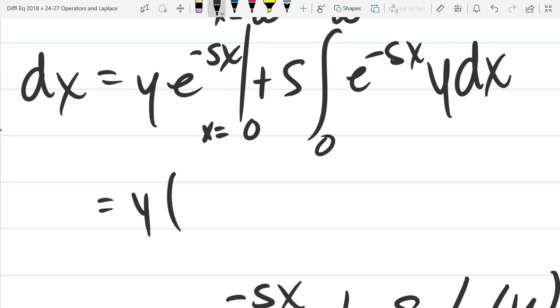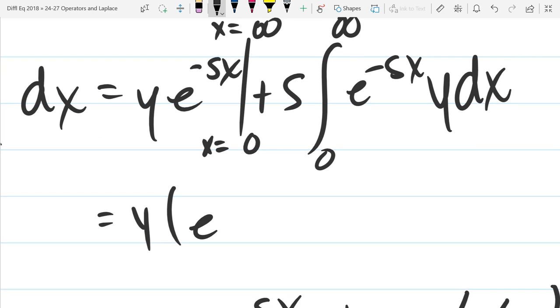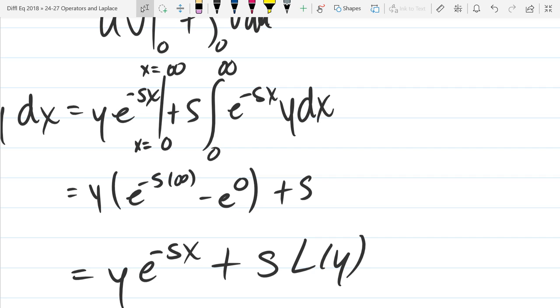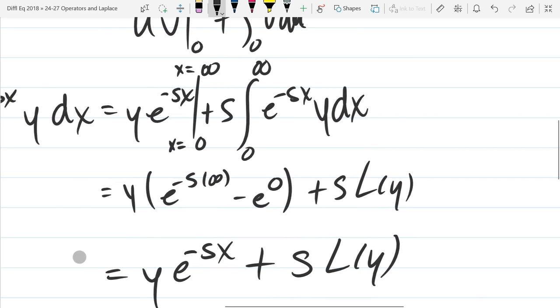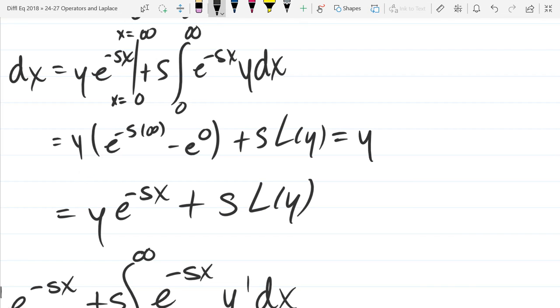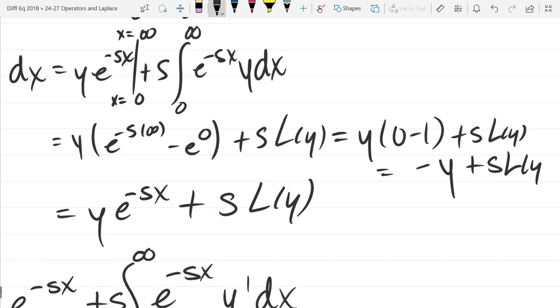So we're going to get y times e to the negative s times infinity minus, you should be putting limits in here, I'm just skipping that limit step because there are so many things we have to do, and then e to the 0. I think we said that last one was s L of y. So s is going to be greater than 0. What's e to the negative infinity power? 0. And e to the 0 power is 1. So we have y times 0 minus 1 plus s L of y, which is negative y plus s L of y.